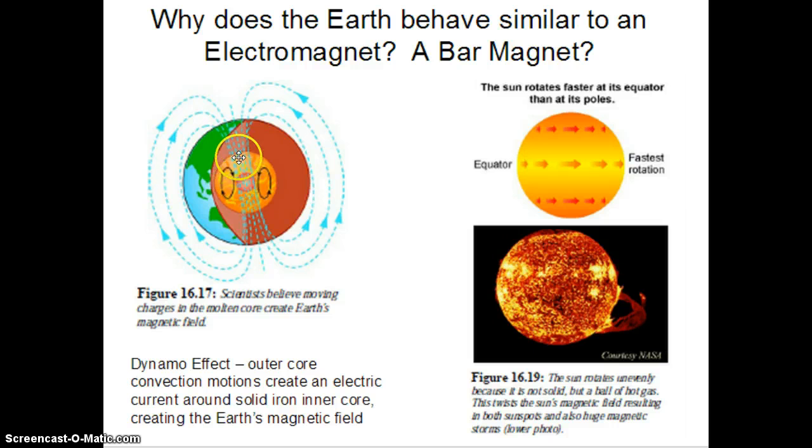In this case, where does the Earth's magnetic field come from? Well, it's called the dynamo effect. The outer core is a liquid, and it's moving charged particles. See these convection cells here? They're moving charged particles. The Earth's inner core is solid iron. In this case, we have just created an electromagnet. The outer core convection motions create an electric current around a solid inner iron core, creating the Earth's magnetic field. Even the sun and most stars have a magnetic field.